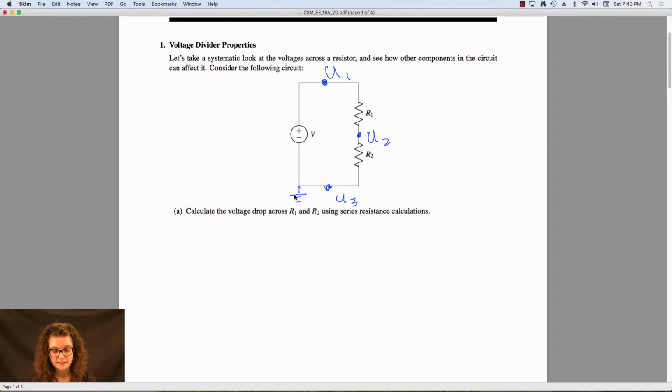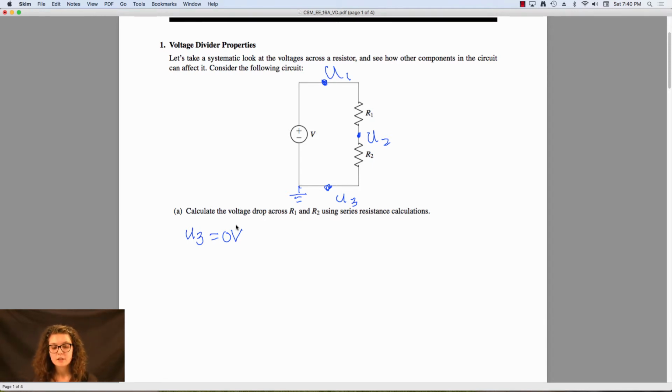So notice that since this ground is connected to U3 by an ideal wire, that means U3 as well is at ground. So we can say right away that the potential at U3 is equal to 0. So we still don't know U1 or U2. Maybe we can see if we can get back to those with other equations.